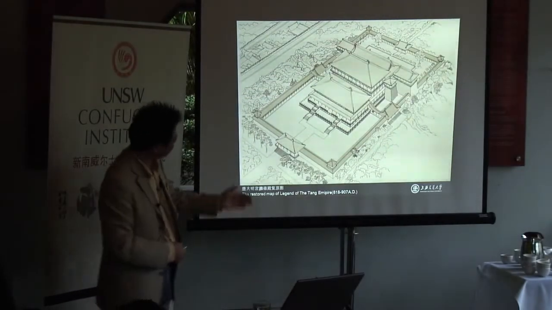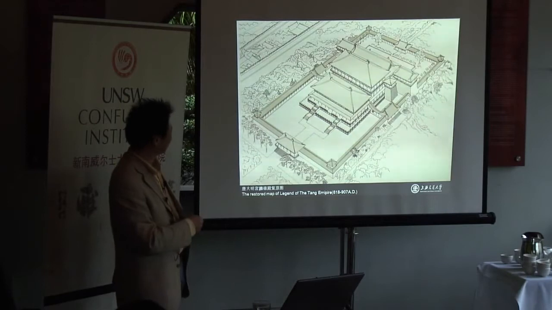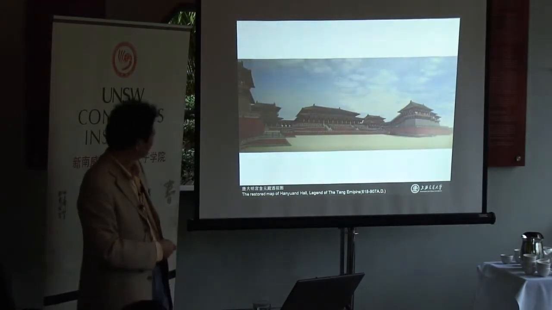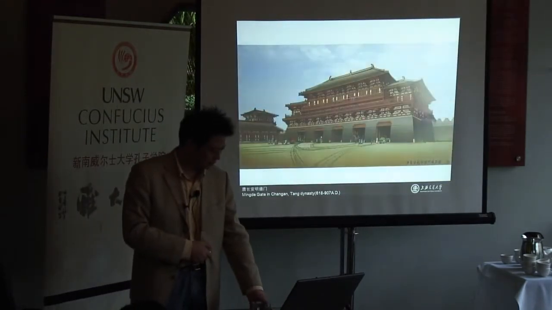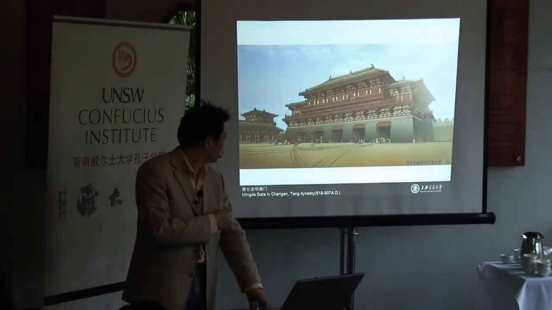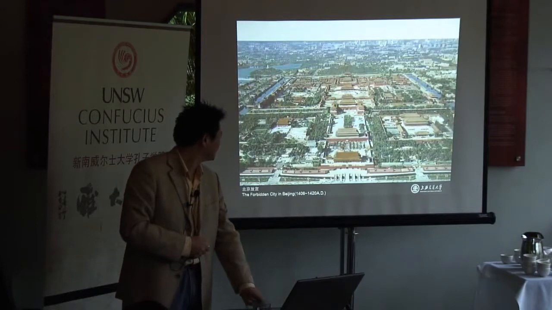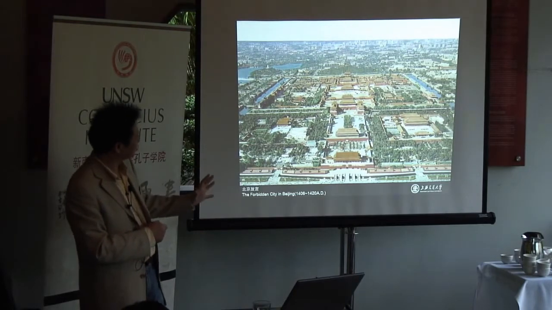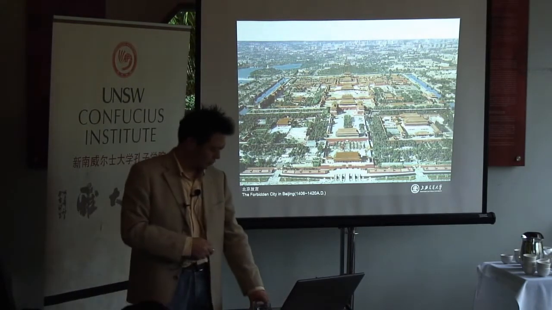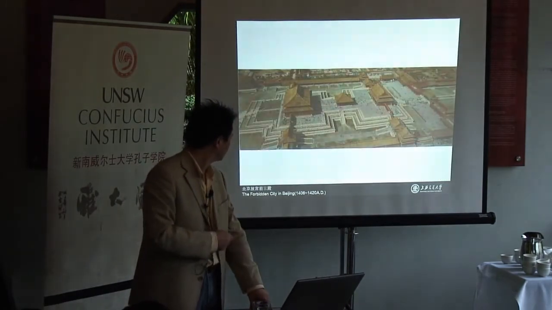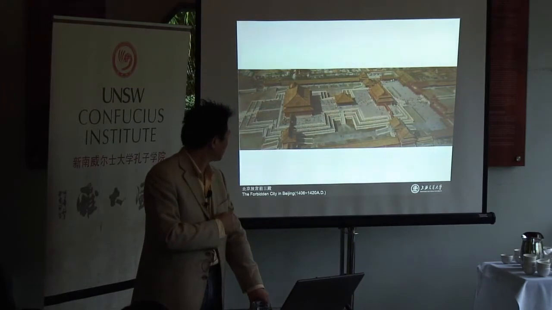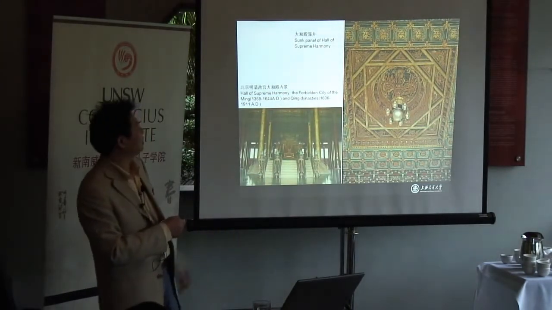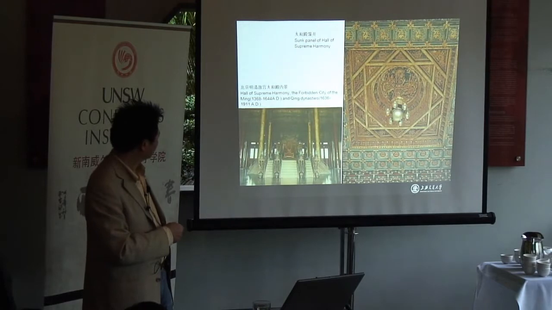And 1,000 years later, it's the Tang Dynasty. The palace is like this. Also in the Tang Dynasty, more details, the Dougong system. 1,000 years later, the Ming and Qing Dynasties, 500 years later, Beijing, the Taihe Dian, Zhonghe Dian, Baohe Dian, and the ceiling inside the Taihe Dian. This is the emperor's seat.